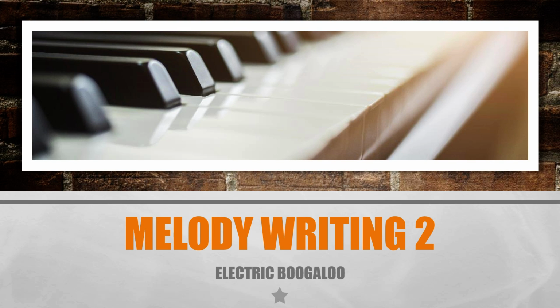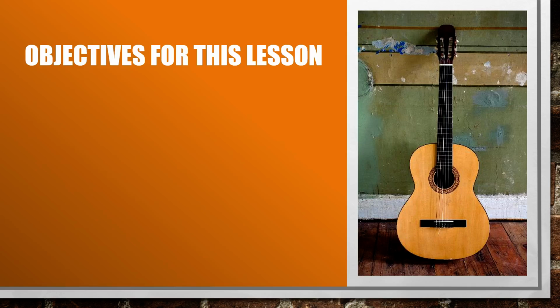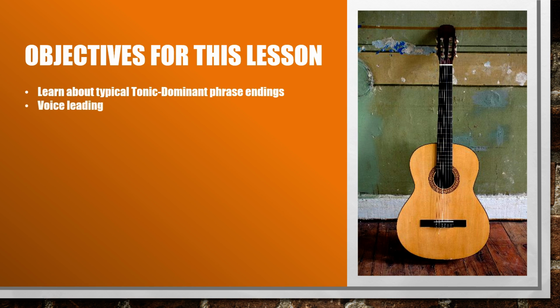Today we're going to be looking at a few different things, and by the end of today's lesson you will be writing your own melodies. So here are our objectives for today. We're going to learn about the typical tonic and dominant phrase endings, so you should recognize those words, tonic and dominant, tonic being the first scale degree in a given scale, and the dominant being the fifth scale degree in a given scale. We're going to look at voice leading, and we're going to compose two 8-bar melodic ideas with different voice leading options. So I'm actually going to compose 3 for you, and then you're going to compose 2 of your own separately.